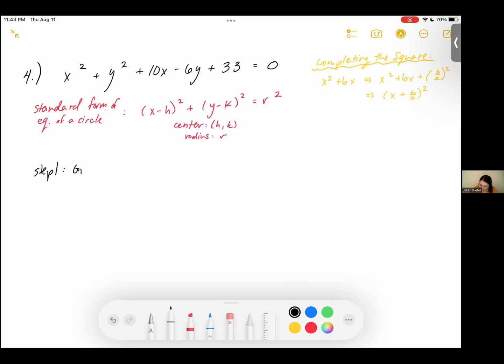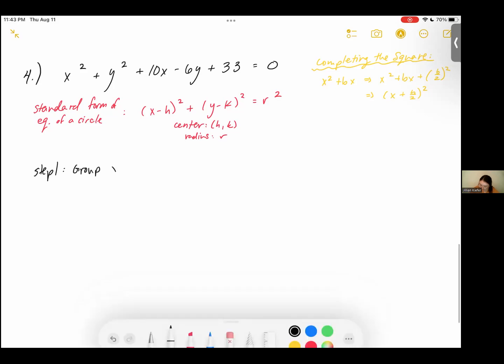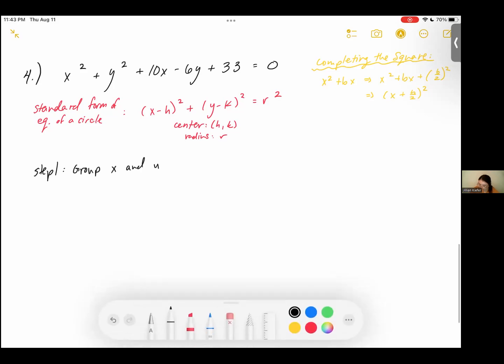So step 1 is going to be to group x and y terms together with parentheses and send the constant number to the right-hand side.